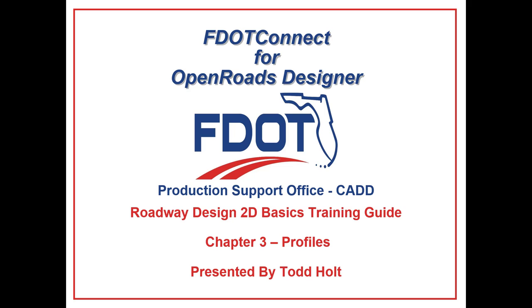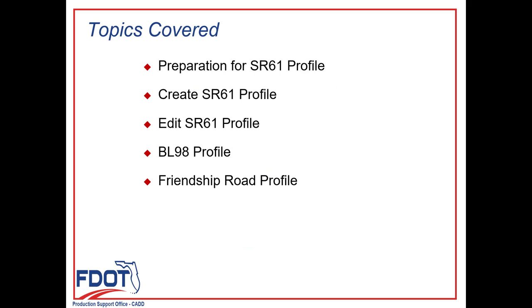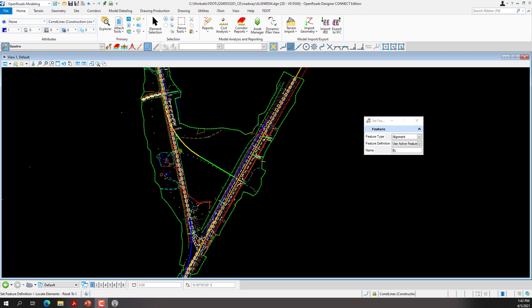Let's begin. Topics covered for this presentation will prepare for a State Road 61 profile. We'll create the State Road 61 profile. We'll then edit the State Road 61 profile, and we'll build a profile for the Baseline 98 and the Friendship Road profiles. Let's begin. Quick introduction for this chapter.